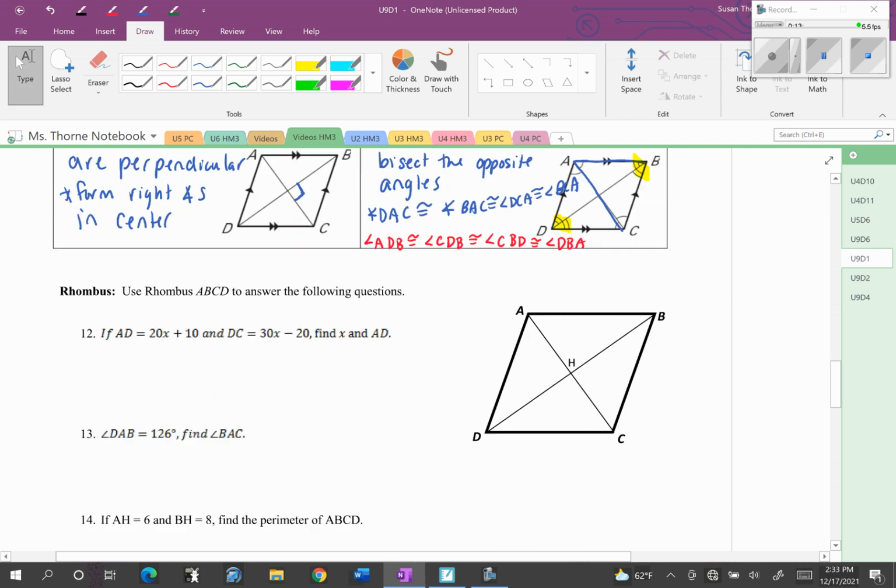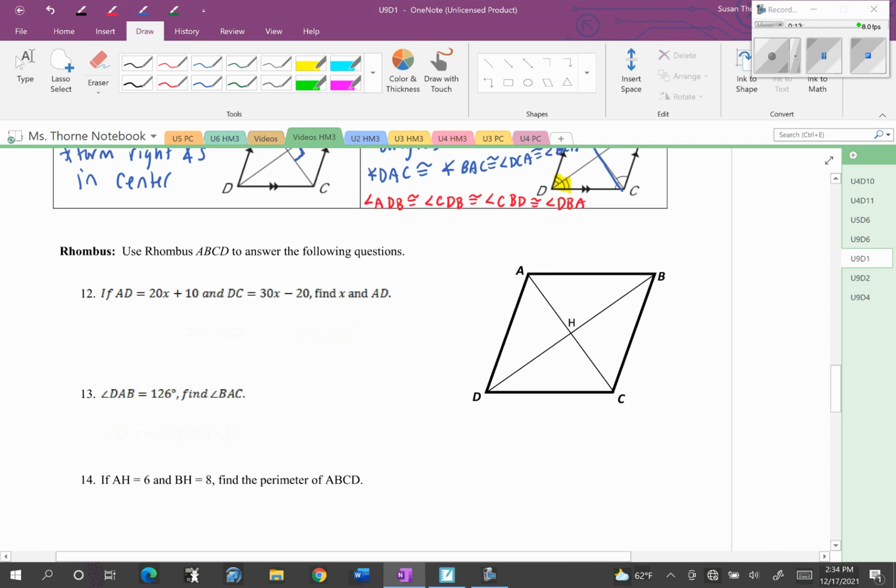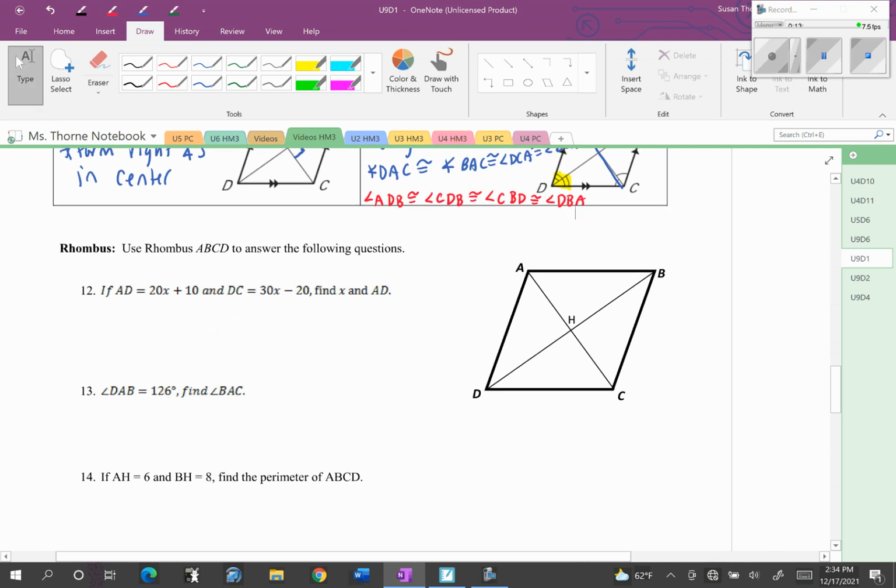So it says, use rhombus ABCD to answer the following questions. So AD is 20x plus 10, which we know all of the sides are congruent. And DC is 30x minus 20. So we want to find what x is and the actual length of AD.